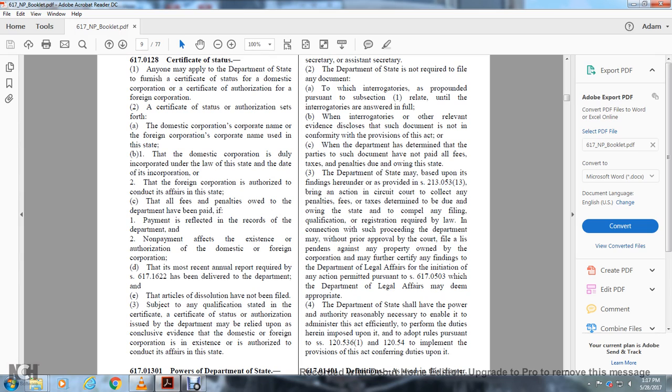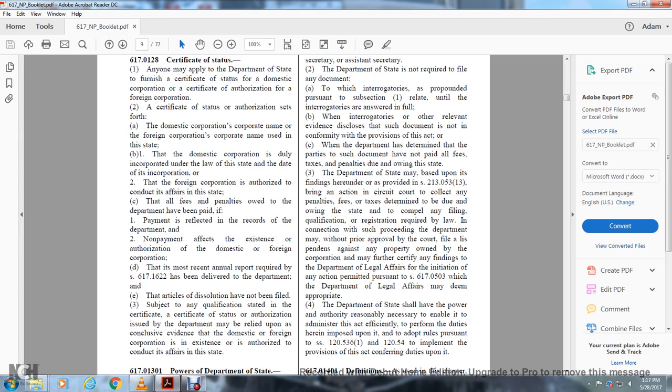213.053 and 213.0813, bring an action in circuit court to collect any penalties, fees, and taxes determined to be due and owing the state, and to compel any filing, qualification, or registration required by law. In connection with the proceeding, the Department may, without approval of the court, file a lis pendens against any property owned by the corporation. It may further certify the finding to the Department of Legal Affairs and initiate any action permitted pursuant to Statute 617.0503, which the Department of Legal Affairs may deem appropriate.